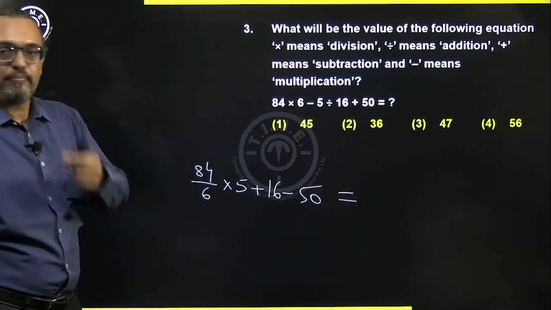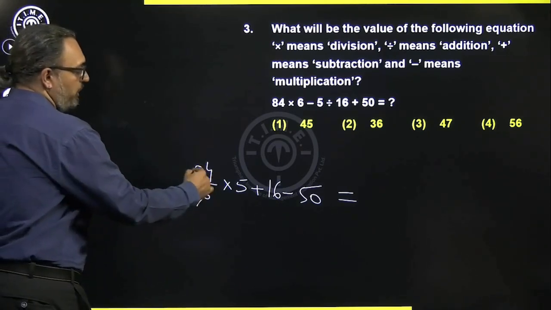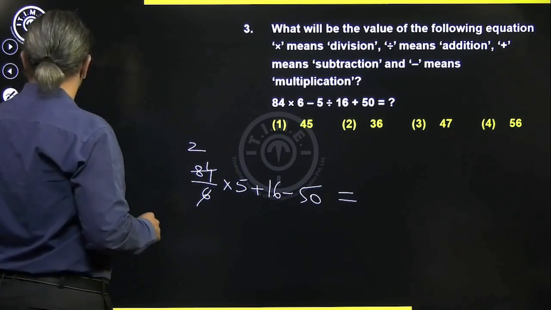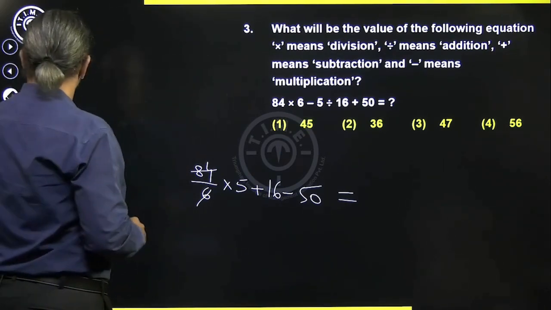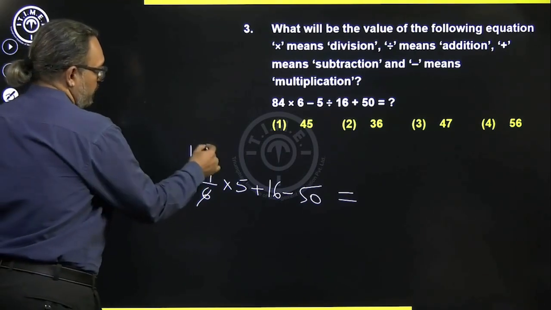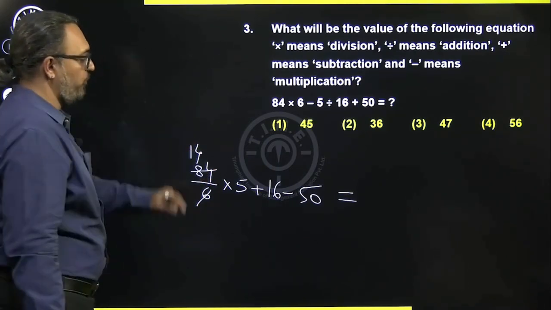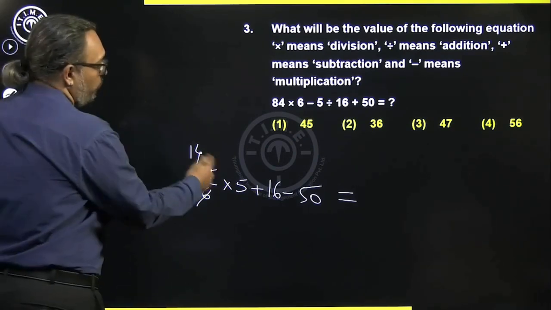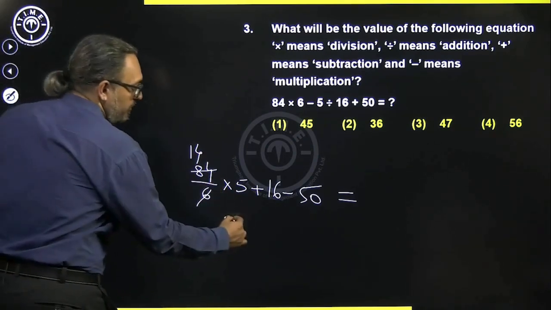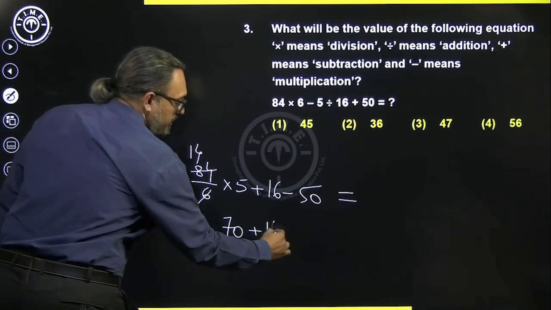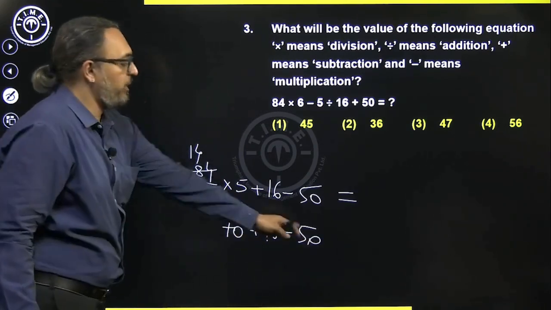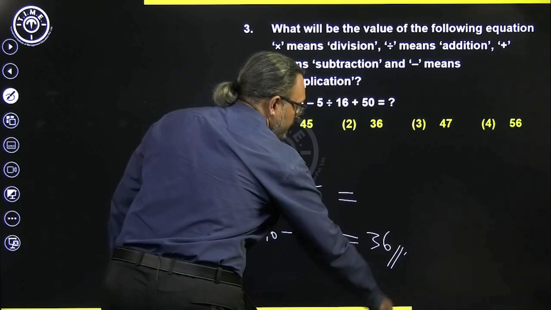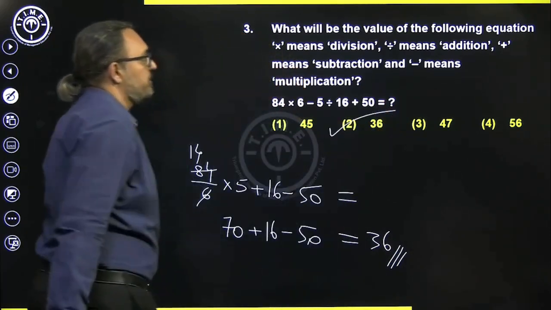He is asking. Okay. So 6 goes how many times? 6 goes 2 times. Sorry, not 2 times, 1 time, my bad. So 6 goes 1 time and 6 goes 4 times. So you have 14. Correct? Then I have 14 into 5. So how much is 14 into 5? You get 70. So 70 plus 16 minus 50. So 70 minus 50 is 20. 20 plus 16 you are going to get 36. And you do have the option. It is choice 2.